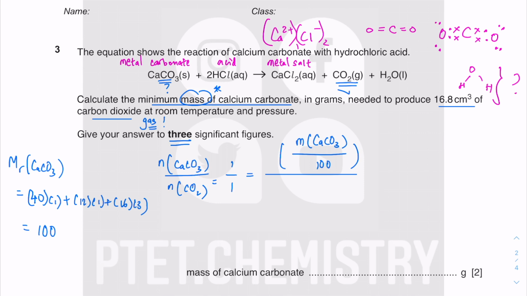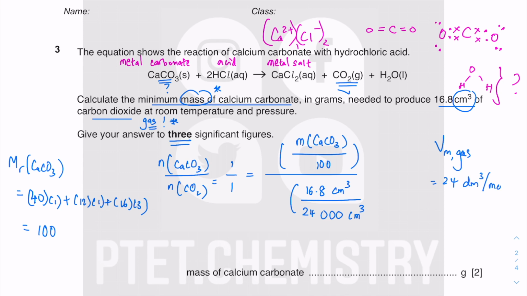This will give me the actual mole of calcium carbonate that reacted, which is needed to produce however much volume of gas. In terms of the volume of gas, I'm given cm cube. So there is 16.8 cm cube. Therefore, I need to divide it by the molar volume in cm cube per mole. So this is going to be 24,000. You learn there are 2 variants of molar volume of gas. Of course, the one given in your periodic table is 24 dm cube for 1 mole, because 1 mole of any gas occupies volume.